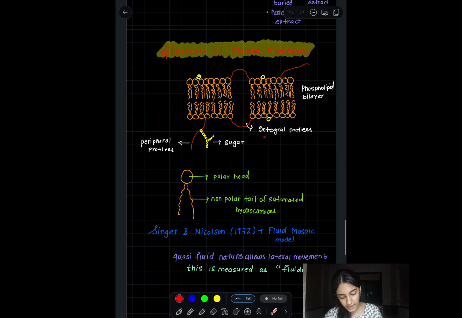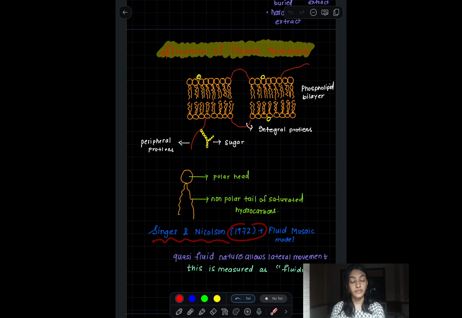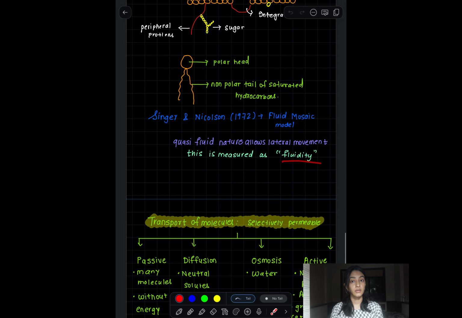The integral protein, like I said, is present in the middle of the membrane. It is completely embedded in the membrane. Whereas the peripheral proteins are located on the outer side of the membrane along with the sugar. Now, a better model of the plasma membrane was explained by Singer and Nicolson in 1972. It was called the fluid mosaic model. It basically explained the quasi-fluid nature of the plasma membrane, which is the semi-fluid nature, and how it allows lateral movement. This is measured in terms of fluidity.